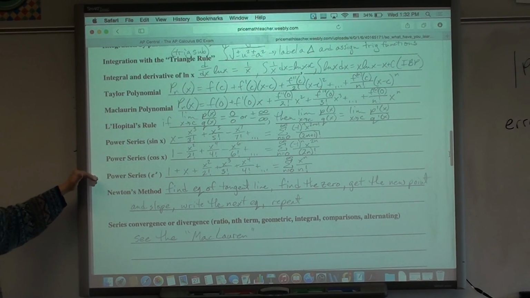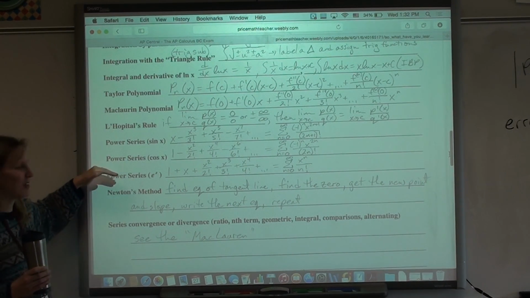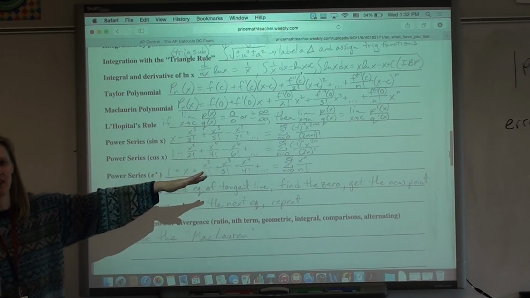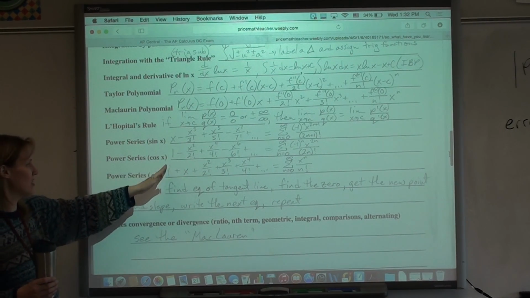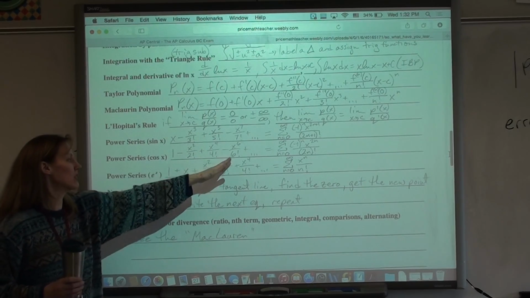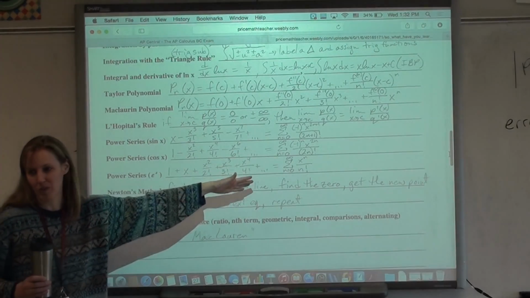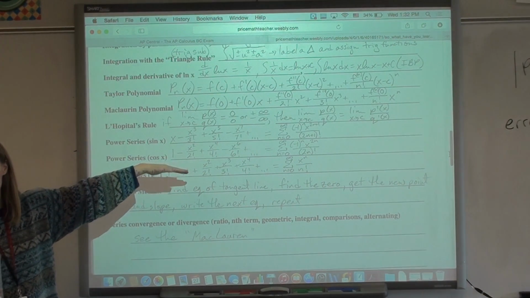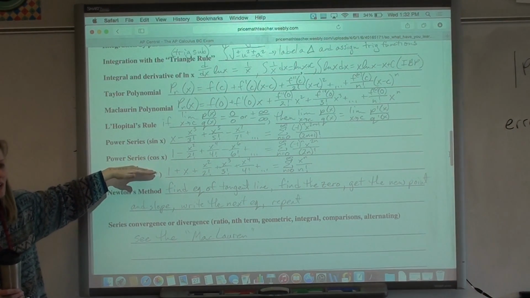Let's start with e. E is easy, right? Okay, so that's my trick. E is easy. It's the most straightforward of all of the series. It's just 1 plus x plus x squared over 2, x cubed over 3, x fourth over 4, x fifth over 5, but with factorials. It's very straightforward. It's just like the most plain Jane of all the series.